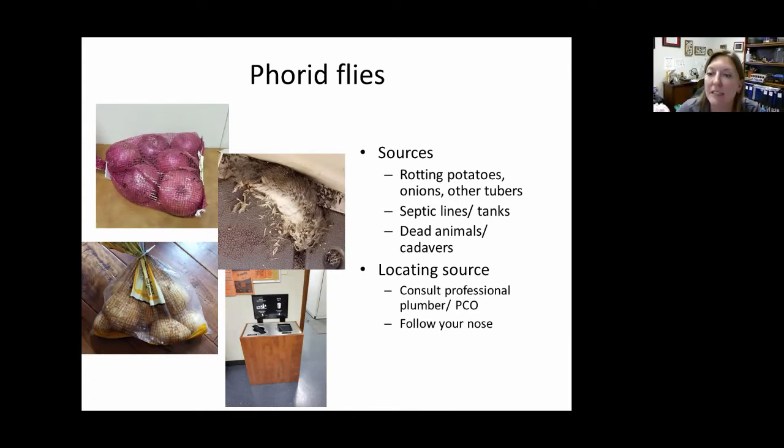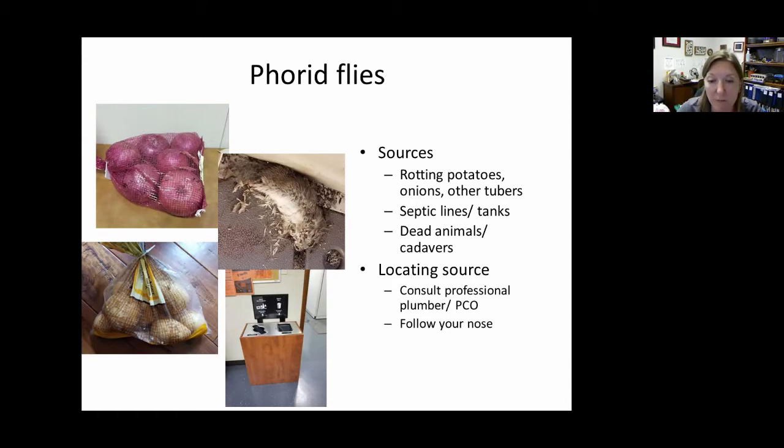Some other sources where we can get these flies are things like septic lines or septic tanks that need to be cleaned out. They can also lead to people discovering that they have a broken sewer line somewhere, and if that's the case, then you would need to call in a plumber to fix that so the flies would not be able to emerge and access those areas anymore. In the top right picture there, you can see a dead rat, and these will attack dead animals or carcasses or cadavers.